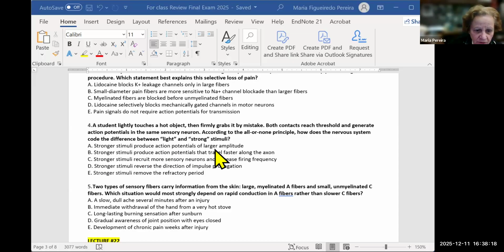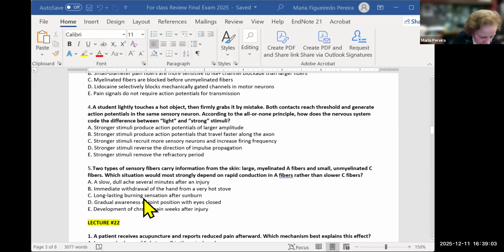Stronger stimuli produce action potentials of larger amplitude. Stronger stimuli produce action potentials that travel faster. Stronger stimuli recruit more sensory neurons or increase firing frequency. C is the correct one. Remember, once you reach threshold, it's the all-or-none response. It becomes independent of the strength. So you have more sensory neurons being recruited and increasing the firing frequency.